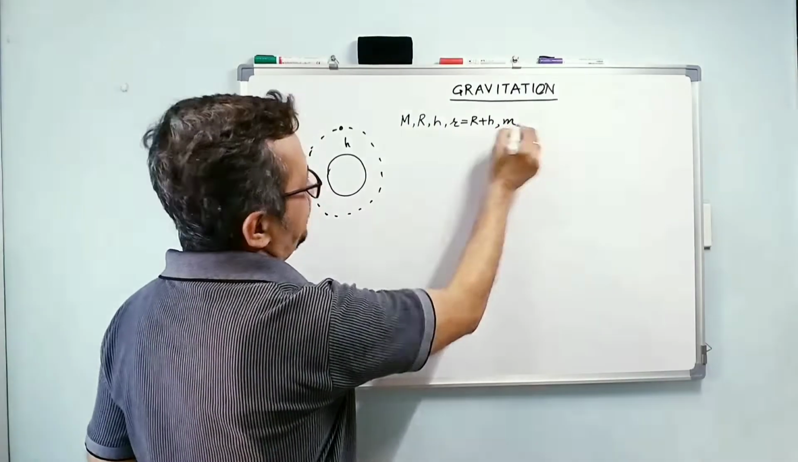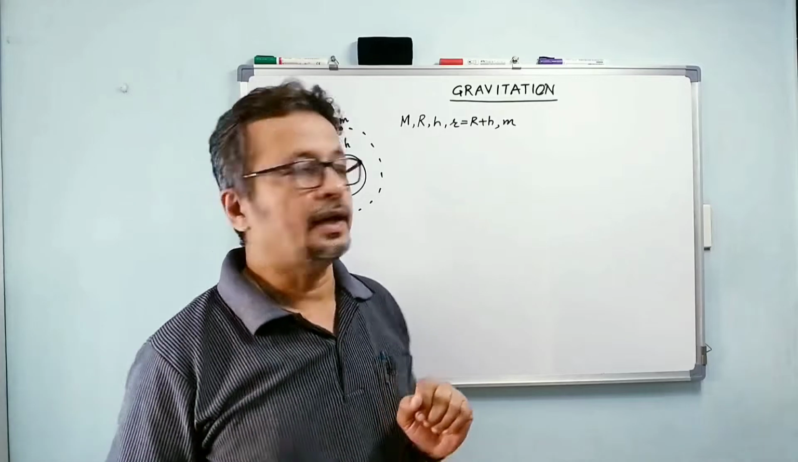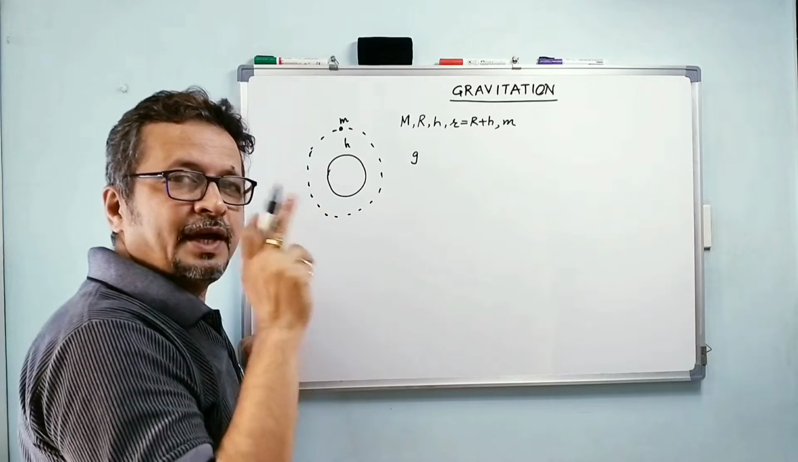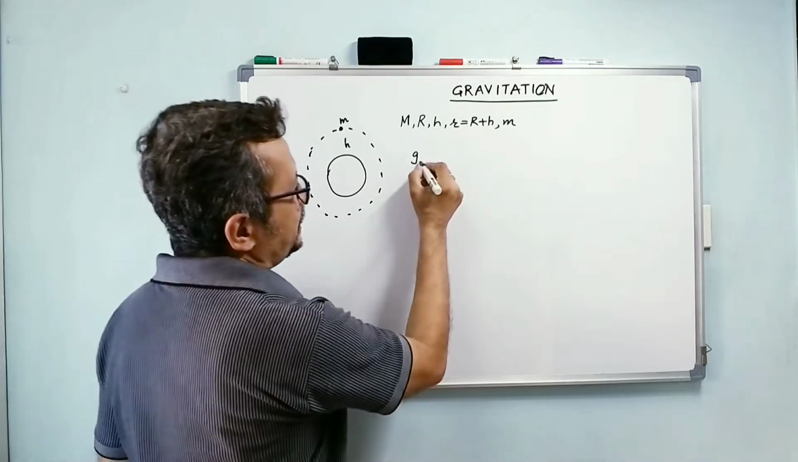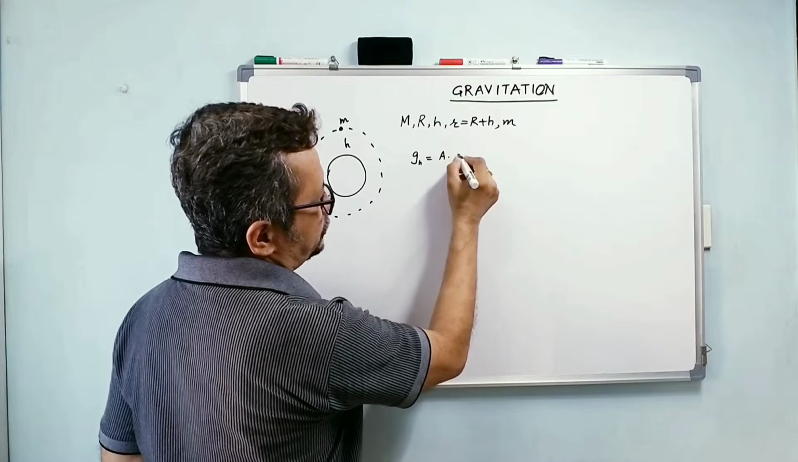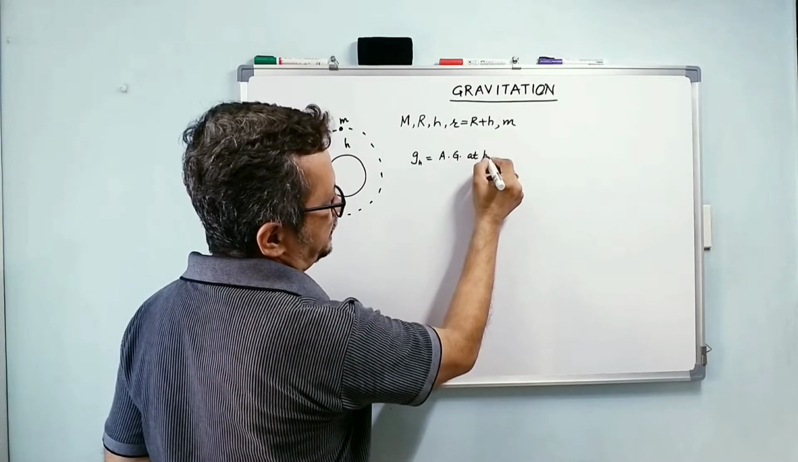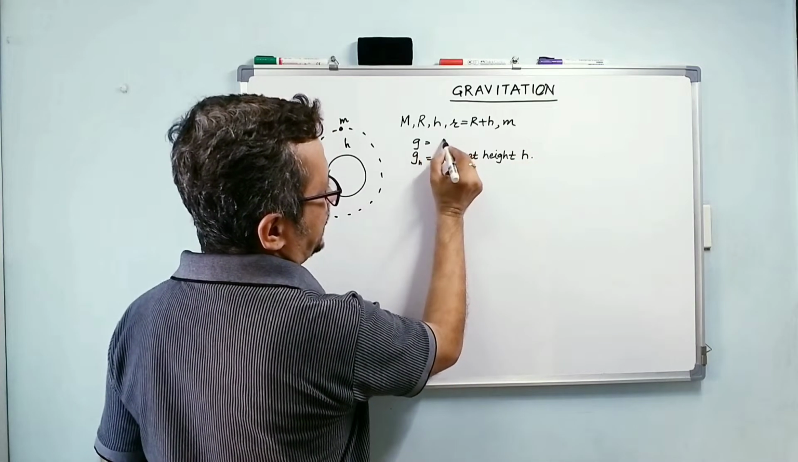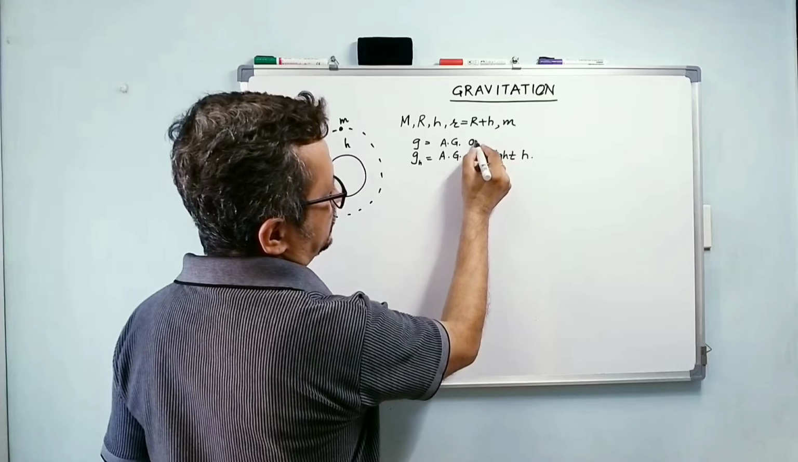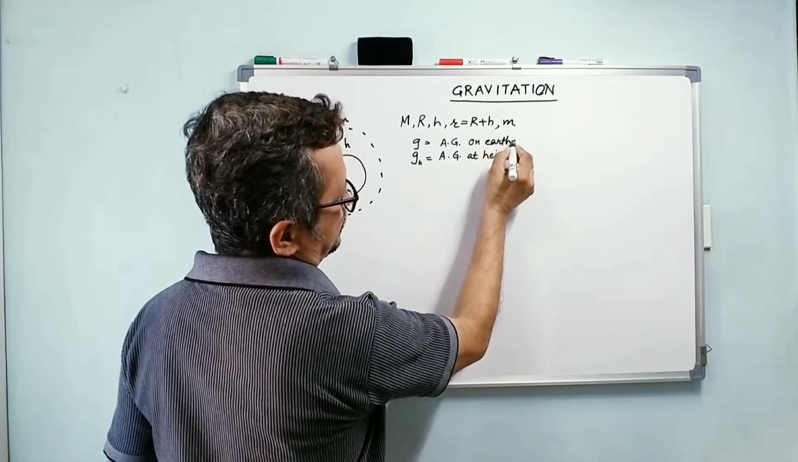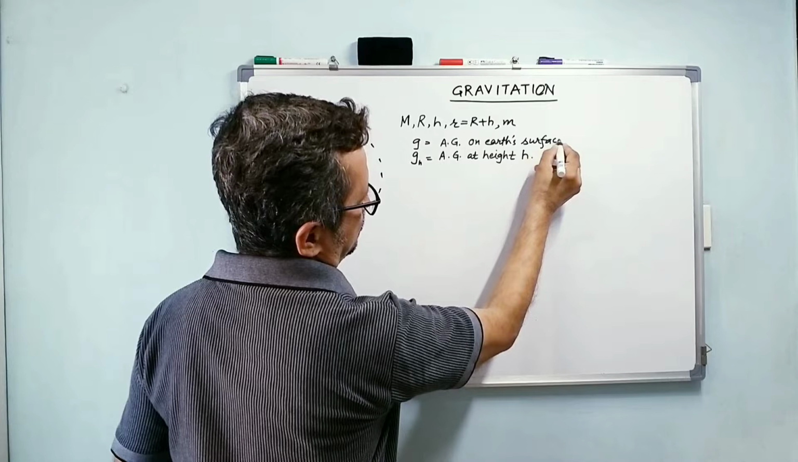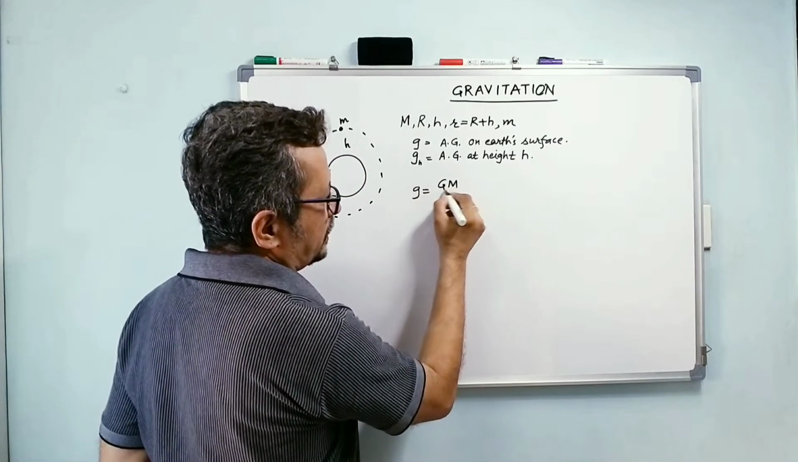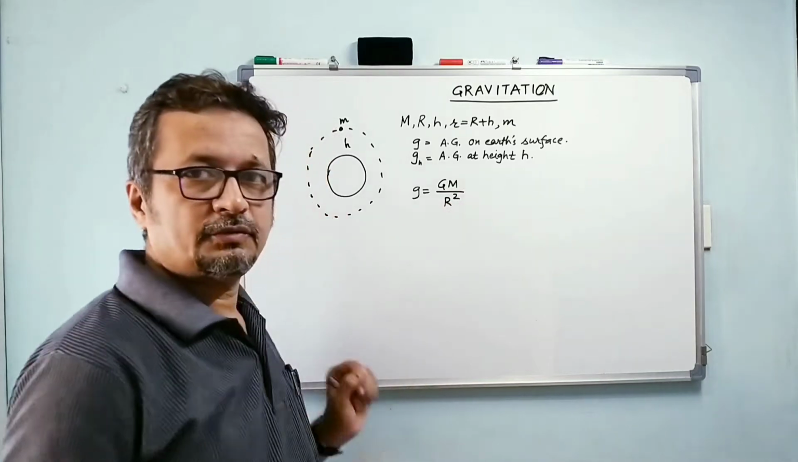Mass of satellite is m here, okay, and now my g is what? g is the acceleration due to gravity on Earth's surface, and gh is the acceleration due to gravity at height h. In the last video we have seen that g is equal to GM upon R square. That's what we have seen.